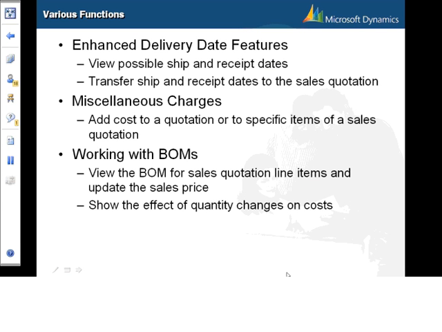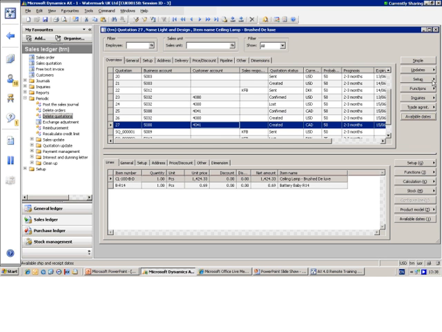Miscellaneous charges. Use miscellaneous charges to add cost to a quotation or to specific items of a quotation. Miscellaneous charges could be used for freight or services. To add miscellaneous charges to the whole sales quotation, select the miscellaneous charges option from the setup button in the header section of the quotation form. So header, miscellaneous charges. In the setup button, miscellaneous charges for the whole quotation.